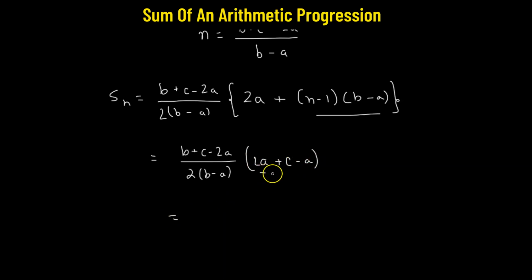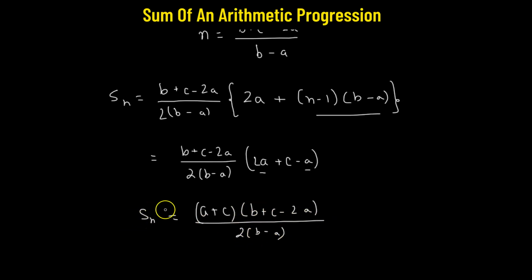And that finally gives us 2a minus a will be positive a. So we'll have a plus c. And this is going to give us the value a plus c times b plus c minus 2a whole divided by 2 times b minus a. So this is the value of our sum to the n terms.